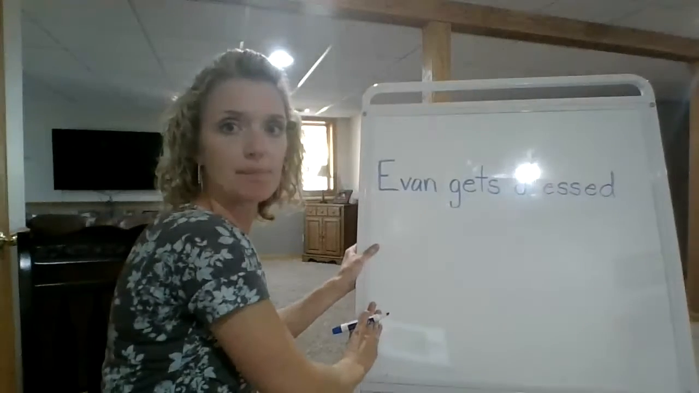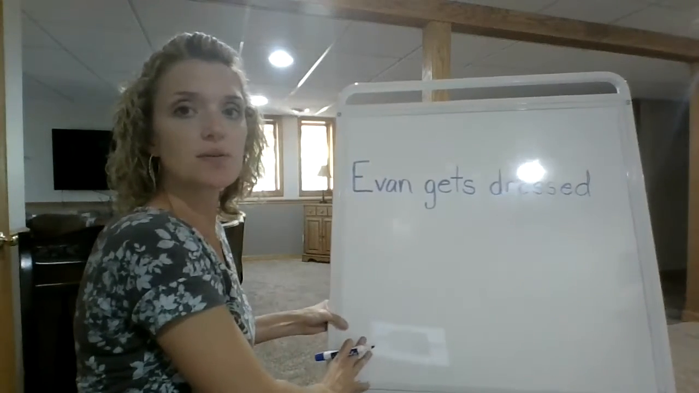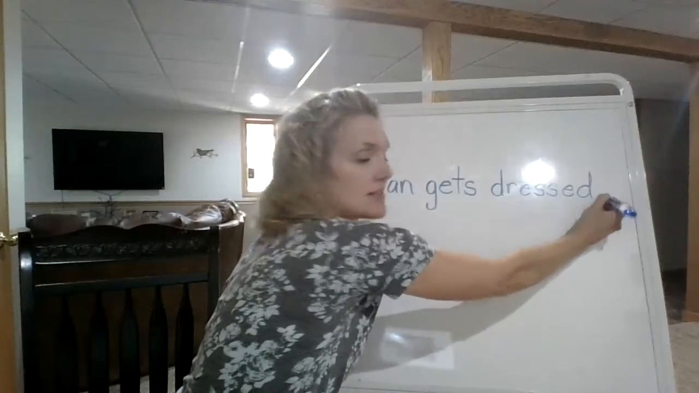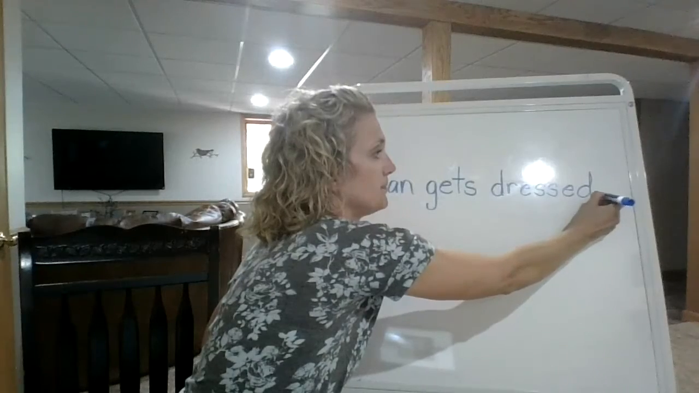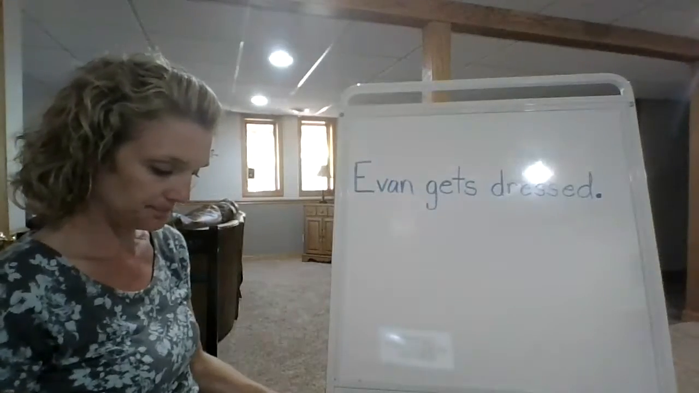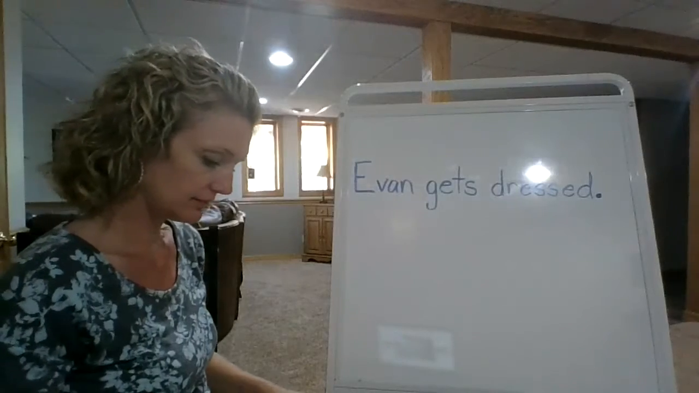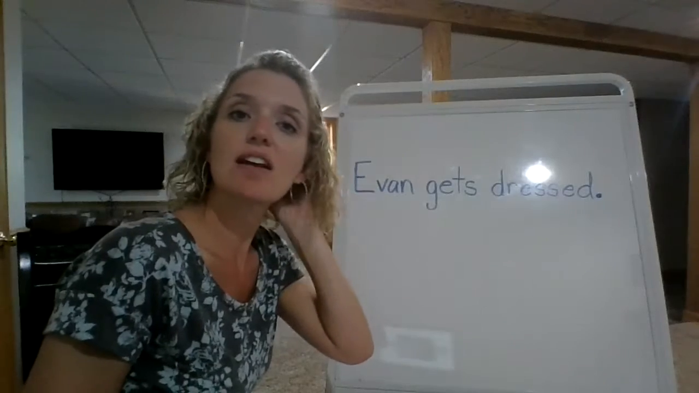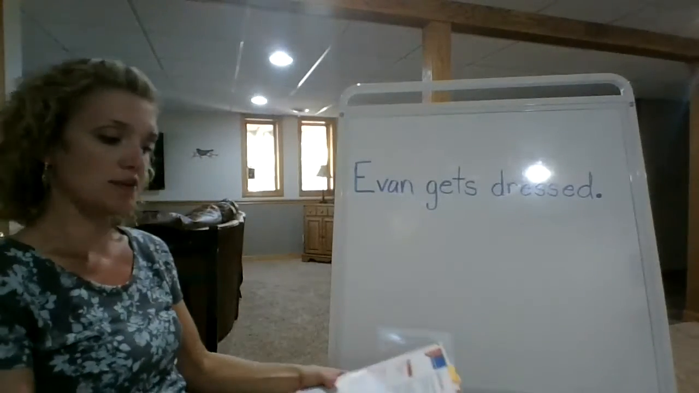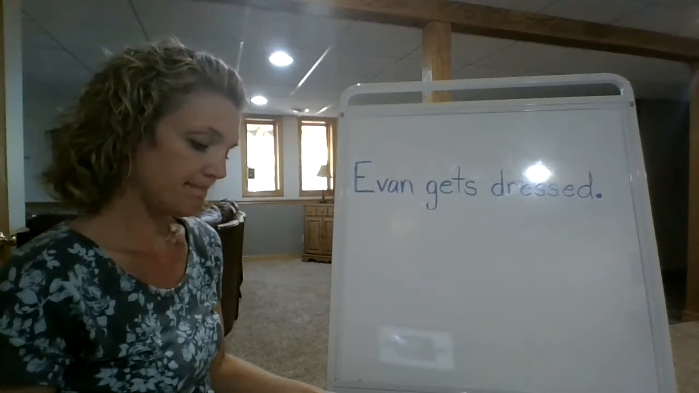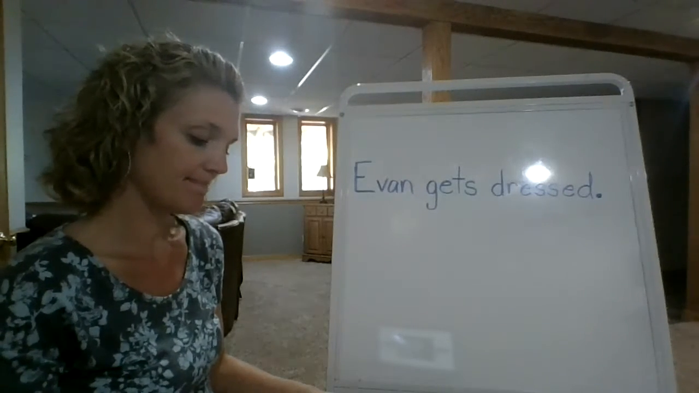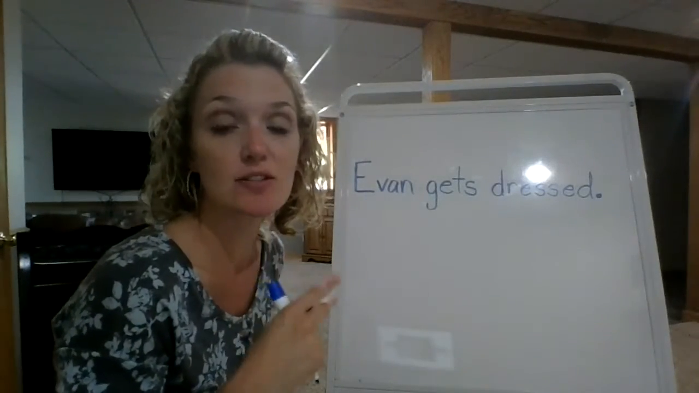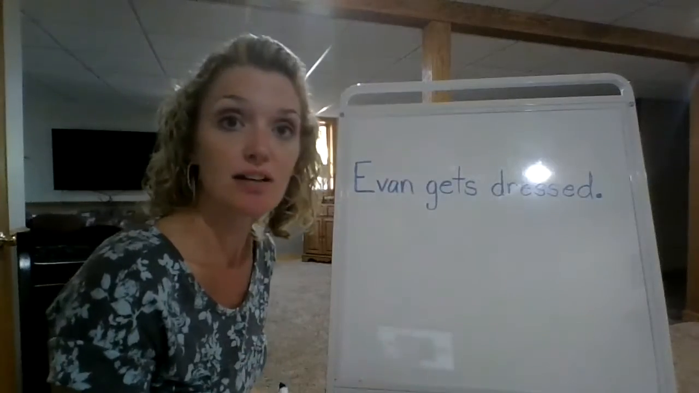I know there's kind of a glare on my whiteboard here. I'm kind of trying to move it so I can't see it. So Evan gets dressed. And then at the end of my sentence, I'm going to put what's called a polka dot period. Okay. Now, my daughter's name is Lily. So I have to think of something that Lily does in the morning. What does Lily like to do? Well, one thing that my kids have to do is eat breakfast. So I can write Lily eats breakfast.